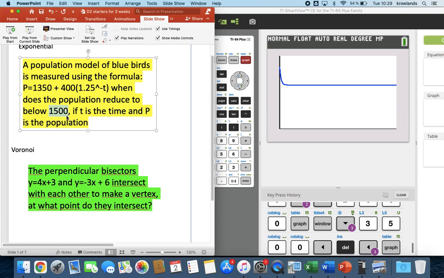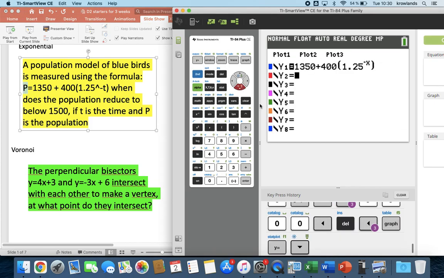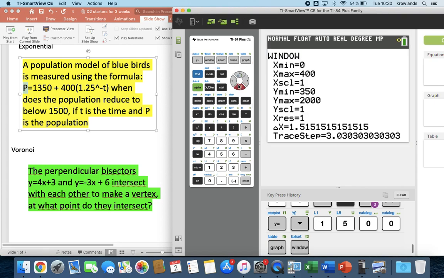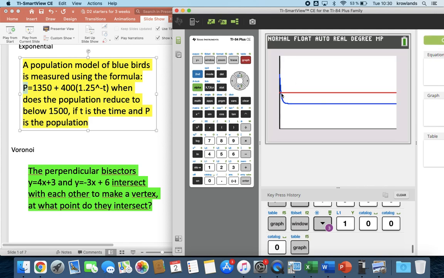So, when does the population reduce to below 1,500? Now, there are a few ways of doing this, but the best way to do this question is an intersection question. If the population is 1,500, p is equal to 1,500, and we've said that p is representative of y. So you go to the y equals, and on this y equals you type in 1,500, then we're going to press graph, and what we want to see is where they intersect. We still have too much on the y-axis, so let's change the window again. I'm going to change this to, let's say 1,000, graph.